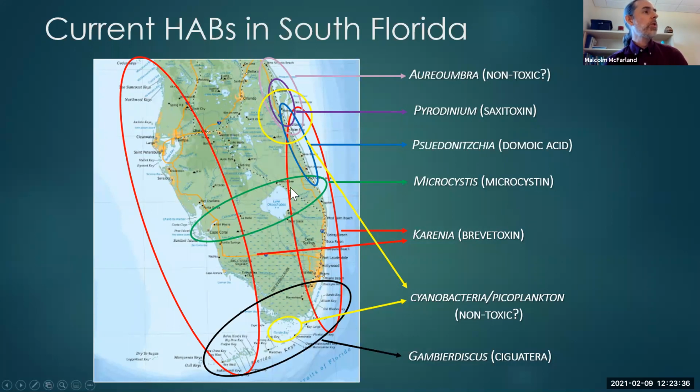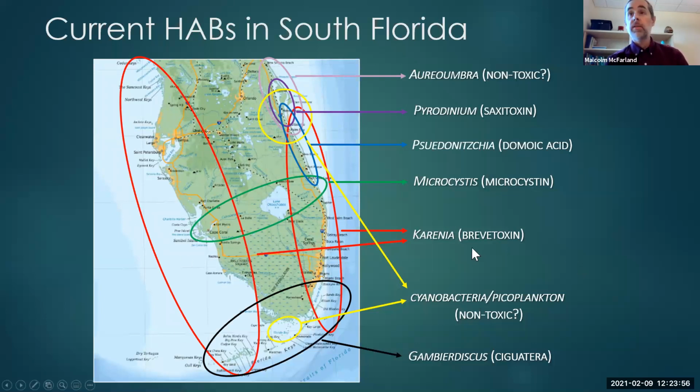Then in the central part of Florida's freshwaters, Lake Okeechobee, and then in the canals and rivers that transport Lake Okeechobee water to the coast, we see Microcystis aeruginosa, which is a cyanobacteria, primarily freshwater, but it's getting introduced into our coastal ecosystems through runoff.